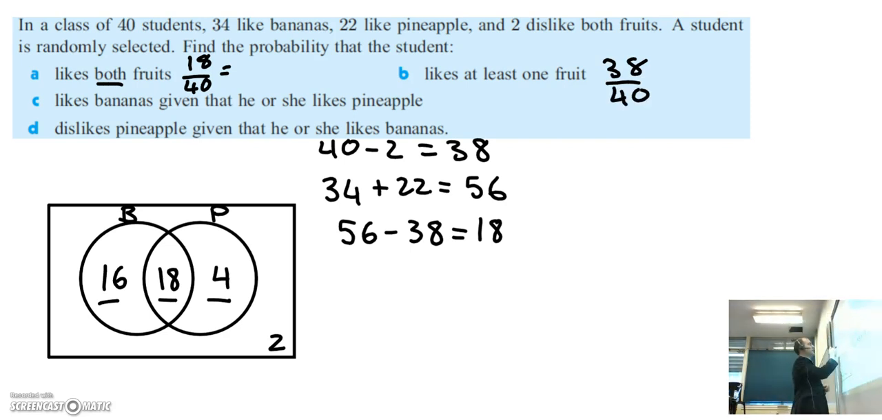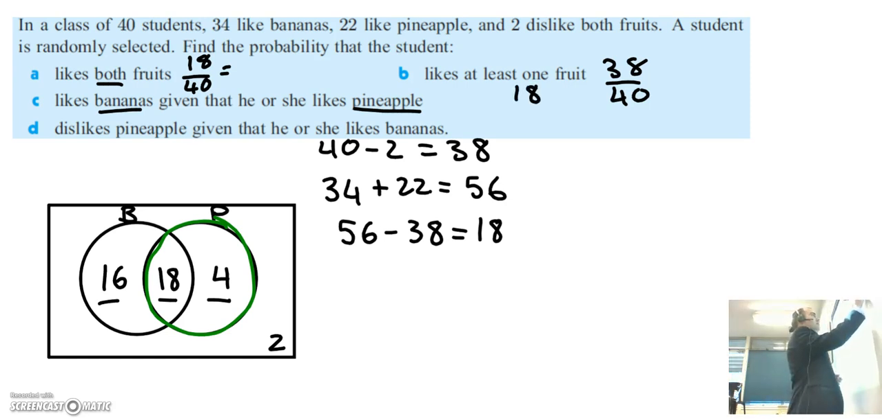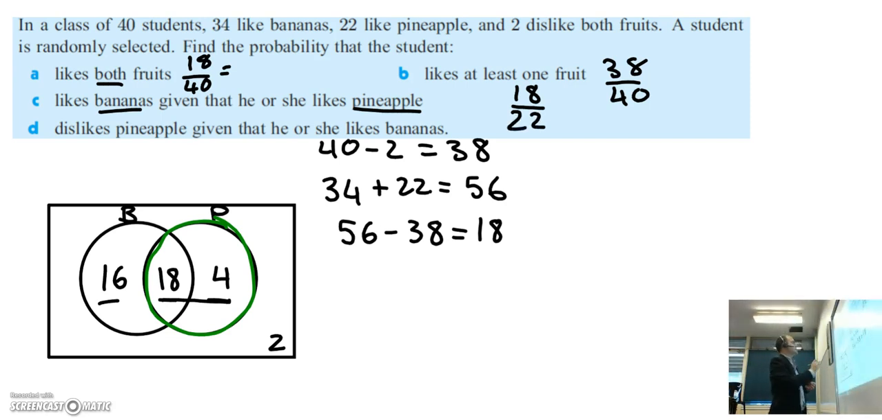C: likes bananas, given that he or she likes pineapple. So if we look at the students that like pineapple, this is our circle. Given that they like pineapple, we know that there are 22 of these students. What's the probability that they like bananas? Well, that's going to be 18 out of the total amount, which is the 18 and 4, 22. Again, cancel that down.